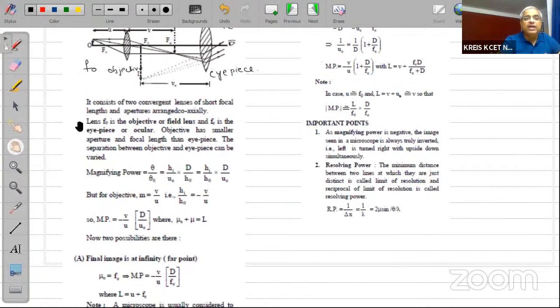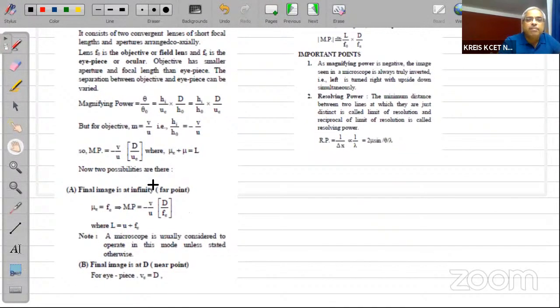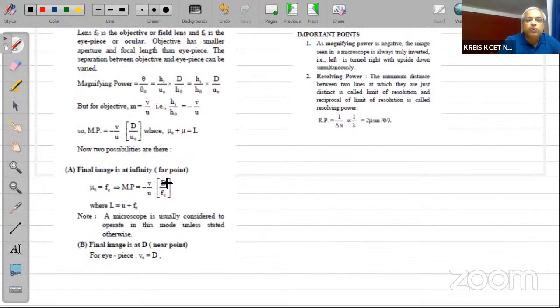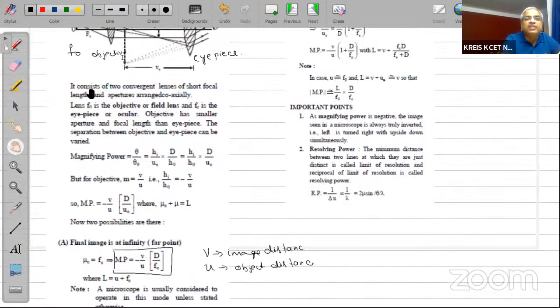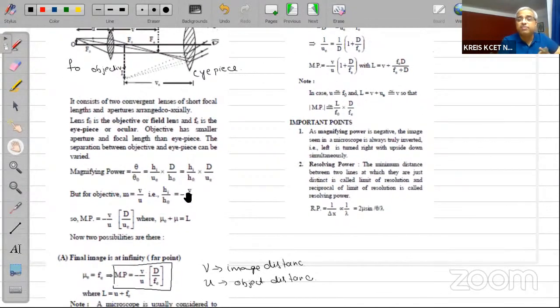Now it can be shown that the magnifying power when the image is formed at infinity is given by minus v by u into d by fe. So this will be the magnifying power of the entire microscope, where let us see what v is. V is the image distance, U is the object distance. Object na L-ittidivi anta heli. Object ilittirtiva, this is U and this is V. All because of the objective lens. Iveradu objective lens ge biruvanta distances.